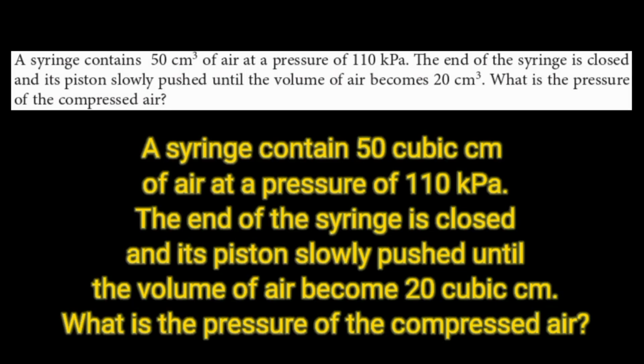A syringe contains 50 cubic centimeters of air at a pressure of 110 kilopascal. The end of the syringe is closed and its piston slowly pushed until the volume of the air becomes 20 cubic centimeters. What is the pressure of the compressed air?